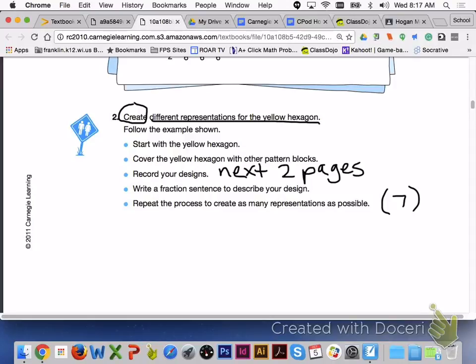Answer number 2 with your group members. When you follow the bullet point steps, you will record your designs on the next 2 pages, and there should be seven different representations for the yellow hexagon that you should be able to create.